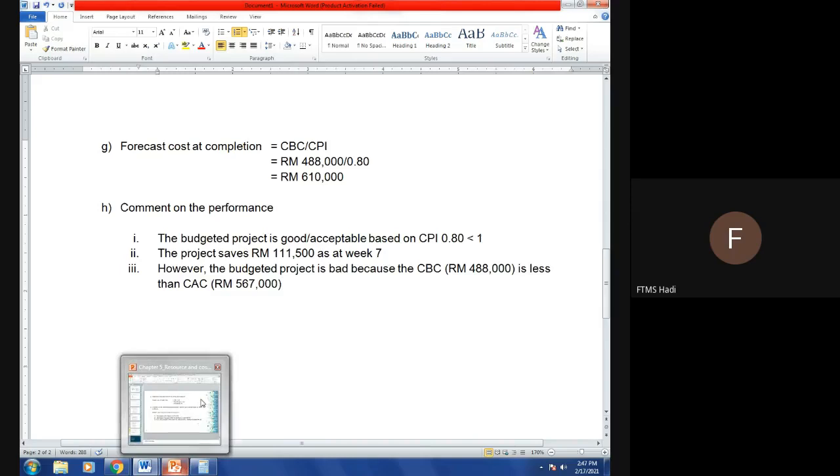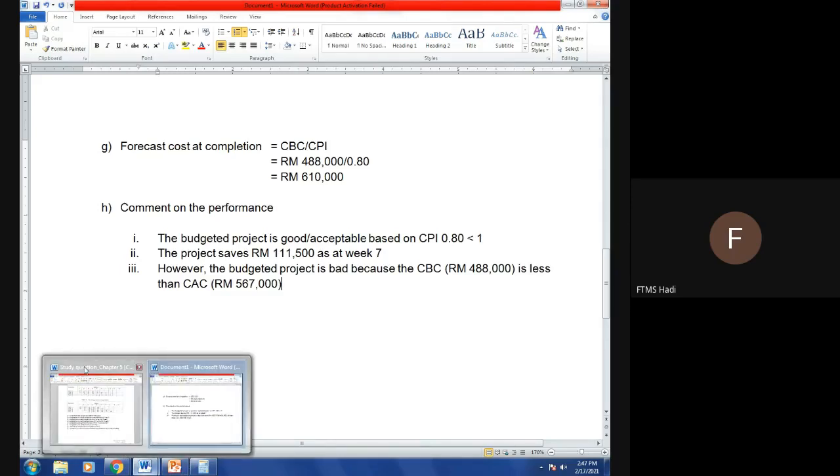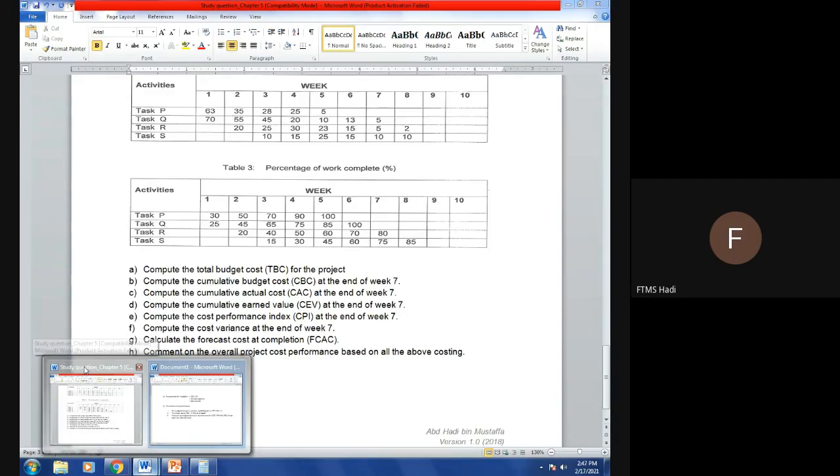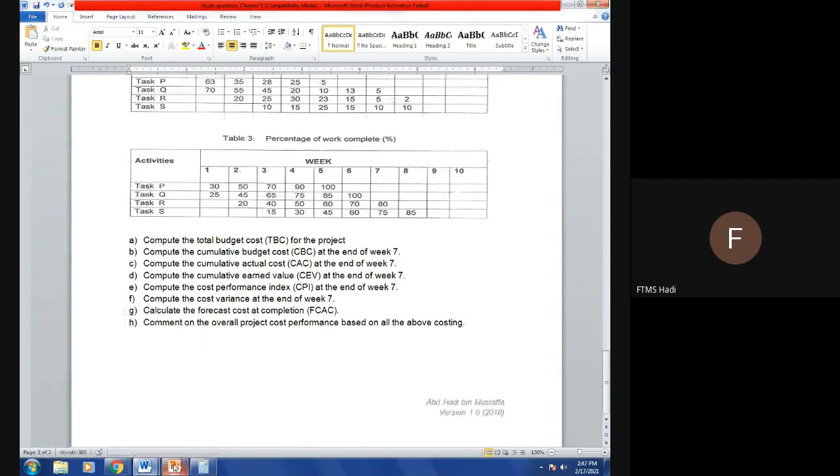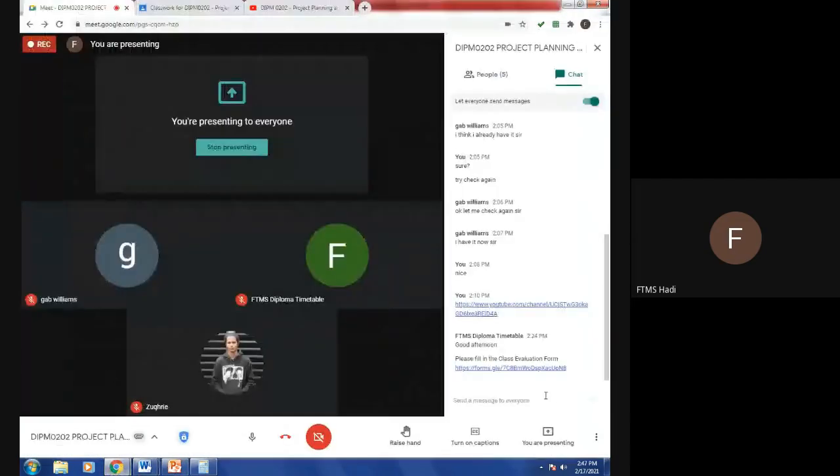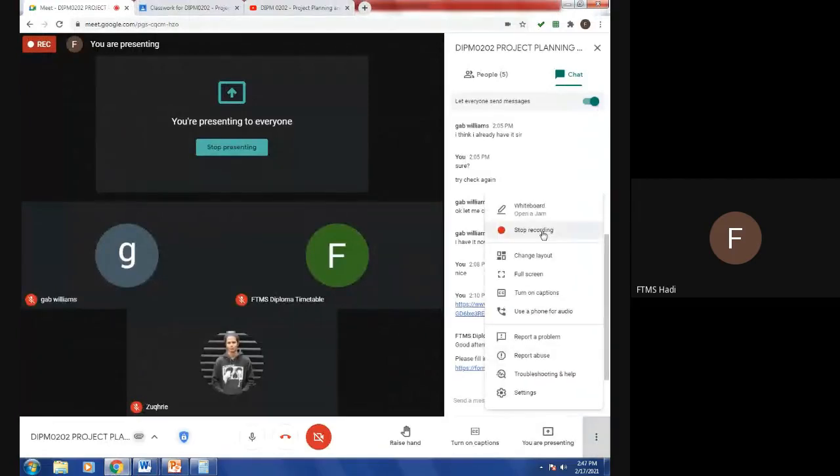Okay, so this is how you calculate question 3 for the whole set. Any questions?